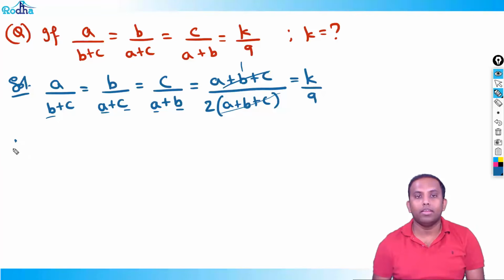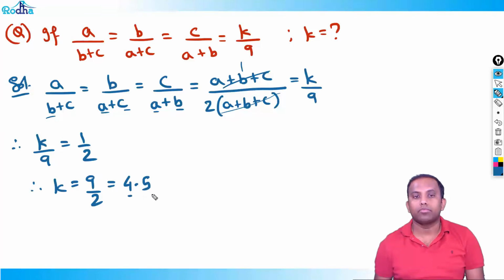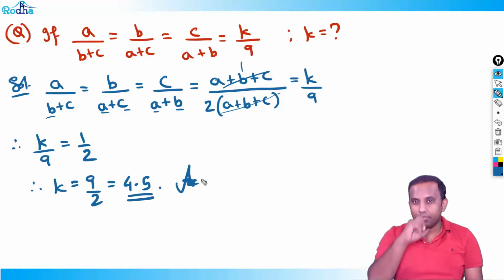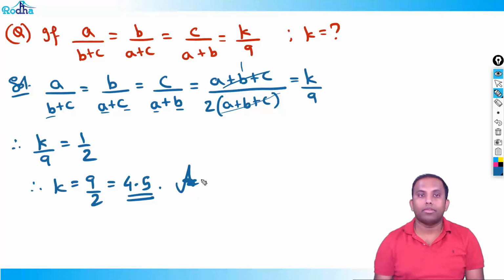So I can write that therefore k by 9 is equal to 1 by 2. Therefore k is 9 by 2. That is 4.5. That is the answer for this question, 4.5. Right? I hope it is clear simply.